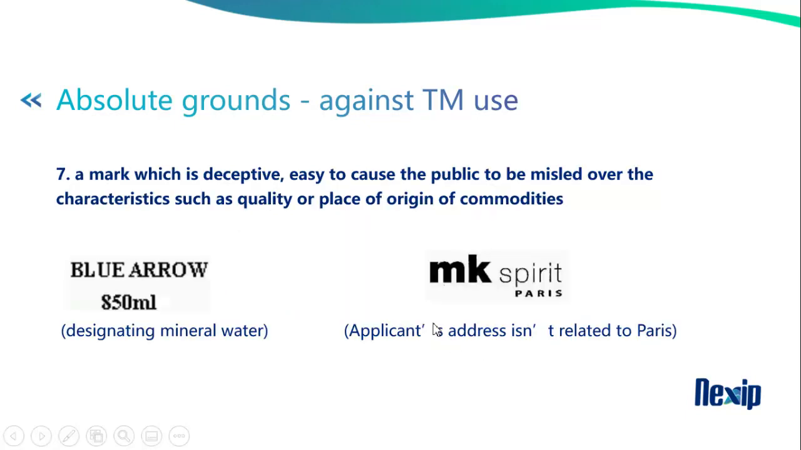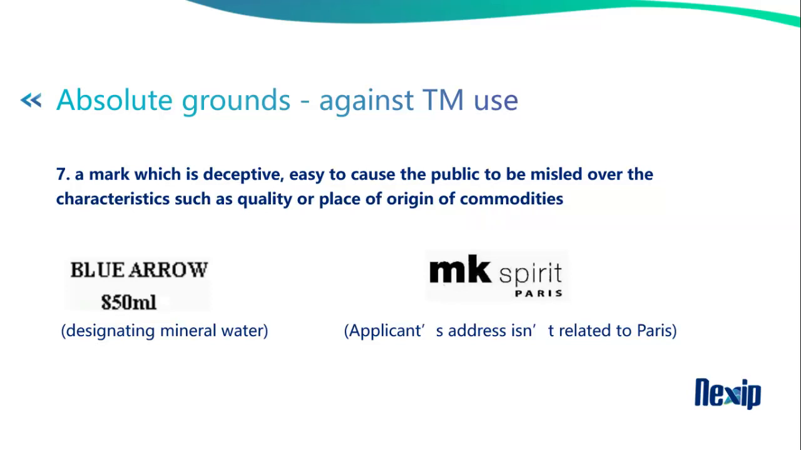Next one is a mark which is deceptive, easy to cause the public to be misled on the characteristics such as quality or place of origin of products. This rule seems to be quite complicated. I'm going to explain it to you with two examples here.